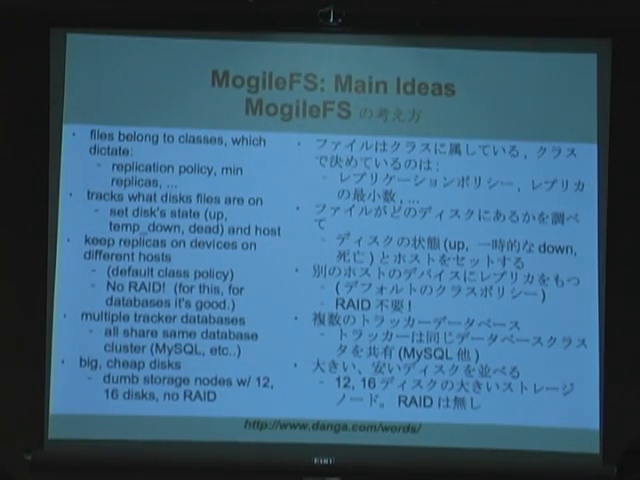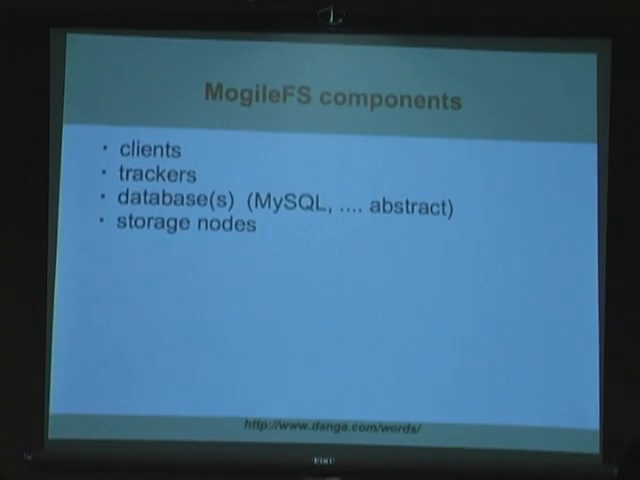So then there's multiple tracker databases. Remember my hand waving from earlier saying that it's okay to make highly available databases, so you can. And big cheap disks, so no RAID. So basically the parts of Mogul, there's clients that want to either put files or get files or delete files or rename files. There's not many operations.